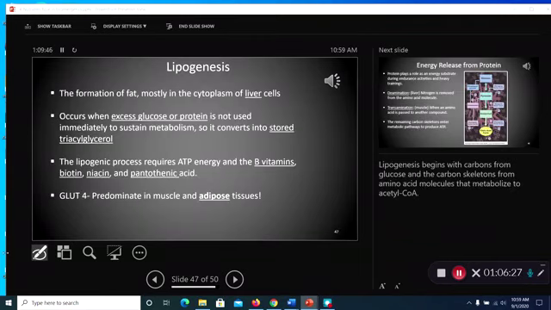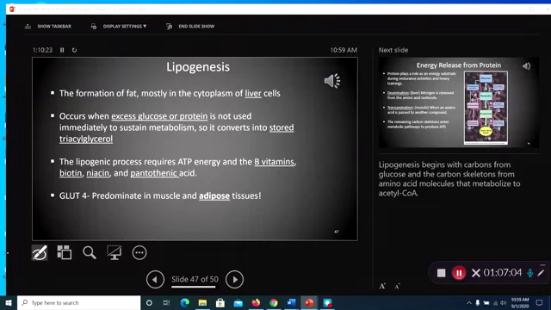Lipogenesis. So up to this point, we've basically been talking about the breakdown of these macronutrients: fats and carbohydrates. But of course, we do have the ability to put on fat, right? Put on or create fat through lipogenesis. So lipogenesis is the formation of fat, mostly in the cytoplasm of liver cells. So it occurs when excess glucose, protein, or fat, of course, is not used immediately to sustain metabolism. So it's going to be converted to a stored form of that energy. In this case, it's going to be fat or lipogenesis.